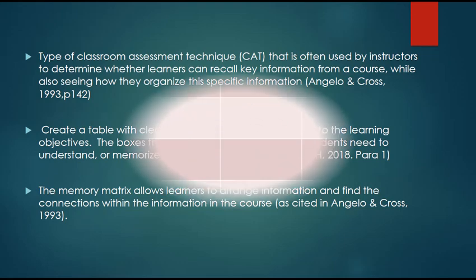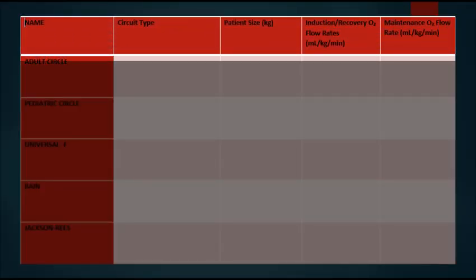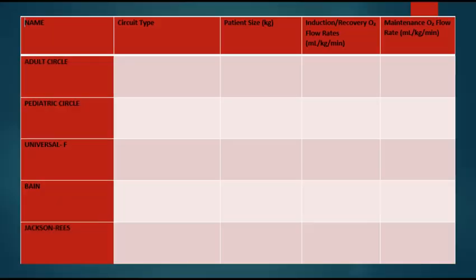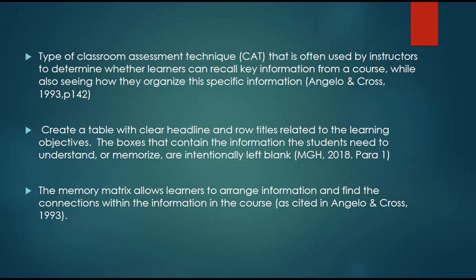The instructor creates a table with clear headlines and row titles related to the learning objectives. The boxes that contain the information the students need to understand or memorize are intentionally left blank. The learners can fill this out on their own or during a group activity.